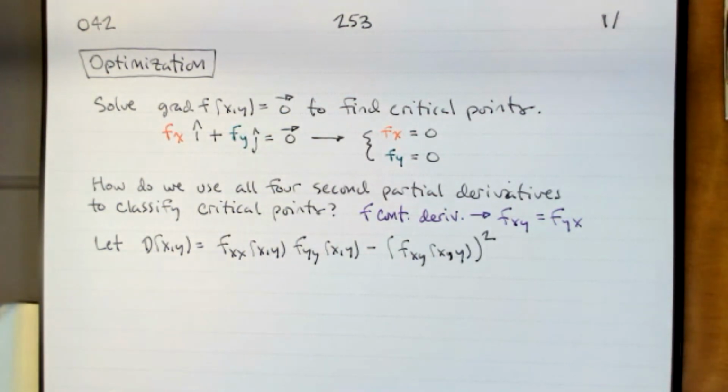Now we need to think about how we read this quantity. There are a few things that can happen. This quantity can be positive, this quantity can be negative, this quantity can be zero. We're going to read this D function similarly to how we read the second derivative: positive, negative, zero.